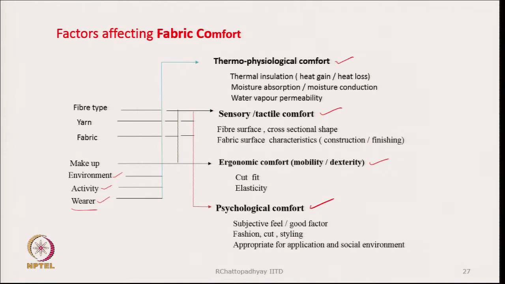So many things, almost everything is going to affect the thermophysiological comfort. So, when it comes to insulation, moisture absorption, water vapor permeability, all of them will have a role to play. The activity level of the person is also very, very important. That can also affect the level of the heat that a person generates when he is working. That is called metabolic heat generation. It depends upon the level of activity of the person and also depends upon the wearer.